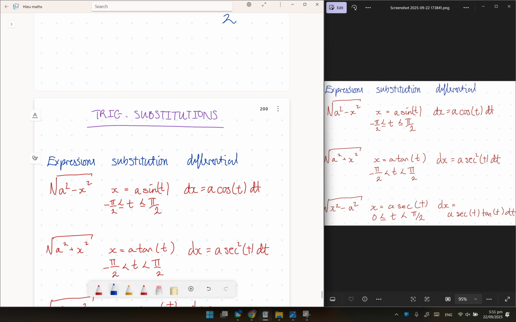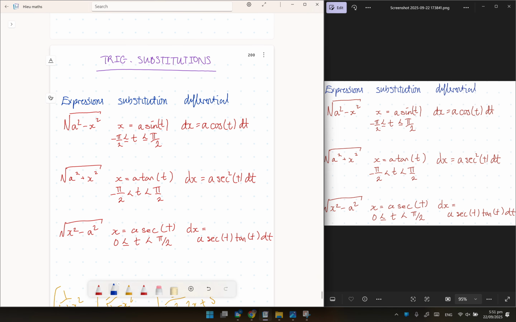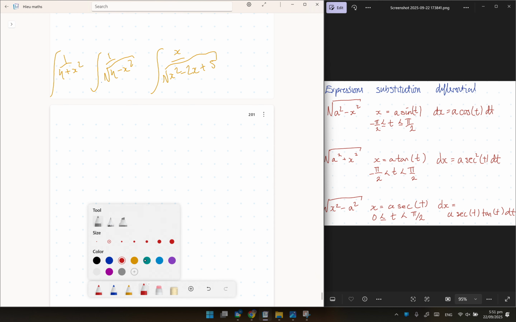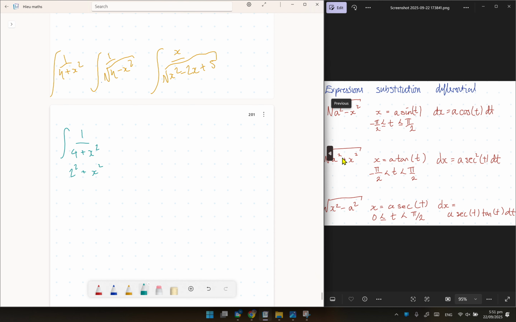Trig substitutions, it's going to be the easiest to see through an example. And I have the equations screenshotted to the right so that we can see how to use them. Okay, so I'm going to do the first example. Let's do the integration of 1 over 4 plus x squared. So let's look on the right side. What looks similar? Even though there's no square root, we know that 4, if we think about it, is just 2 squared. So 2 squared plus x squared, a squared plus x squared right here.